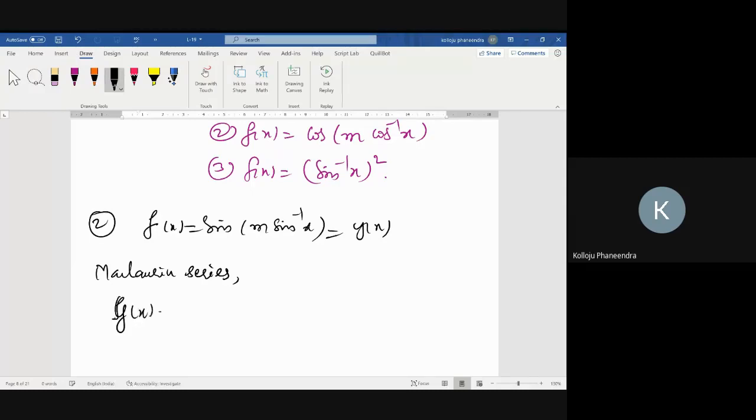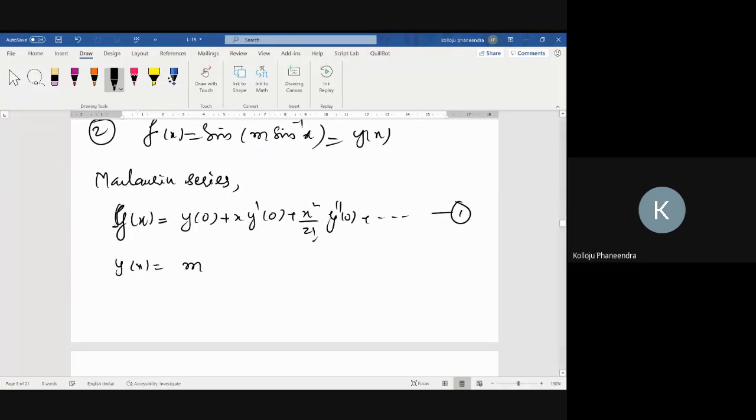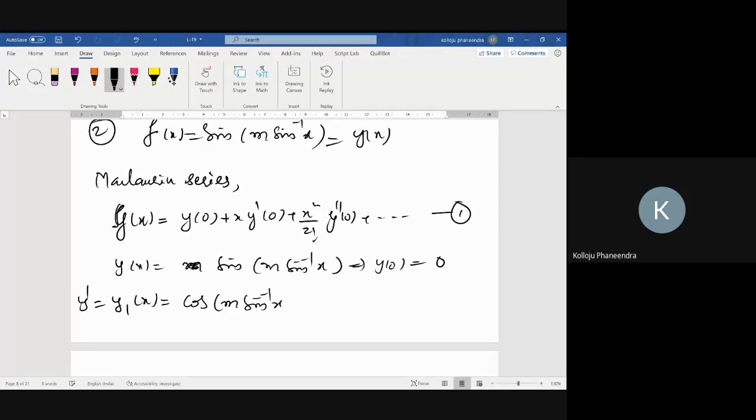Maclaurin series: y of x equals y of 0 plus x into y dash 0 plus x square by 2 factorial y double dash 0 and so on. Equation 1. Now first one, y of x equal to sine of m sine inverse x. This implies y of 0 is 0. Next, y dash, nothing but y1, I am taking directly. y1 or y dash equal to cos of m sine inverse x.